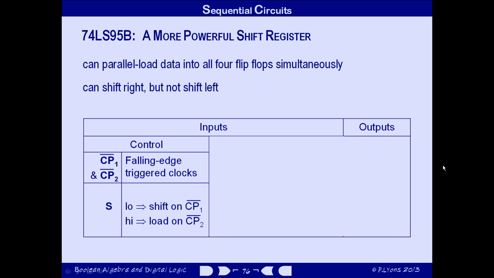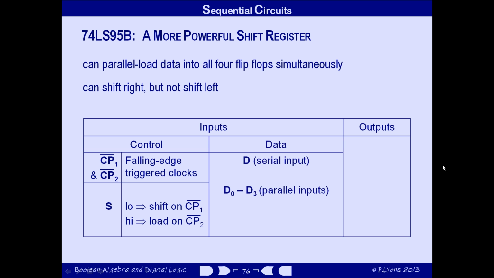Then there are the data inputs. Just like the basic circuit, this one has a single serial data input, but there are also 4 additional inputs for parallel loading. And finally, there are 4 outputs, one from each flip-flop.